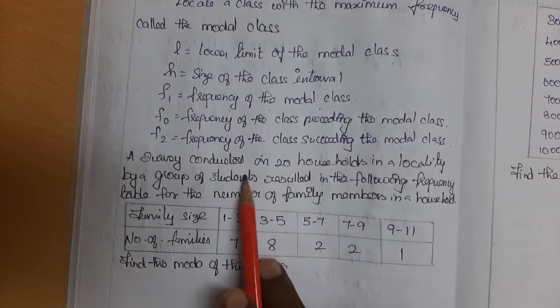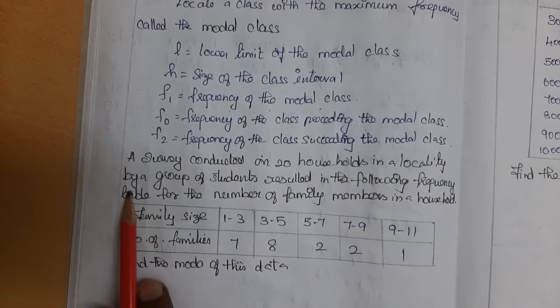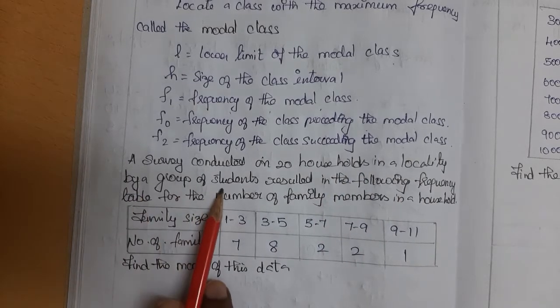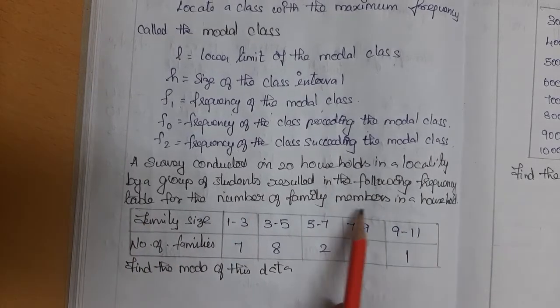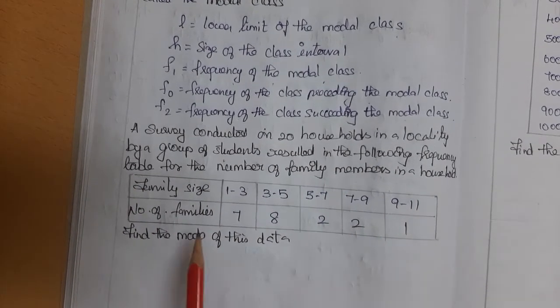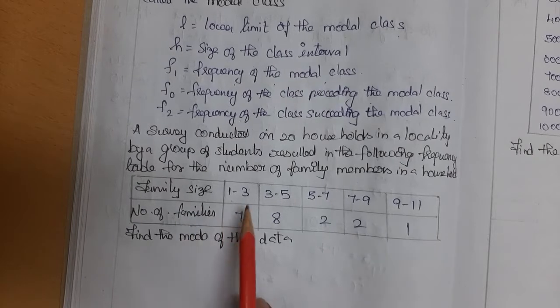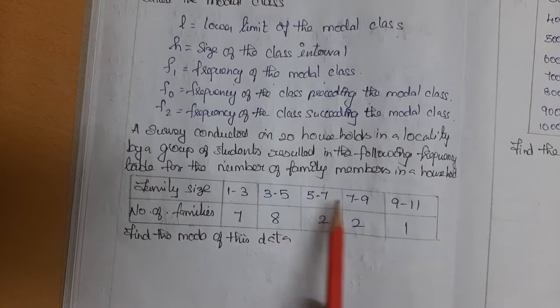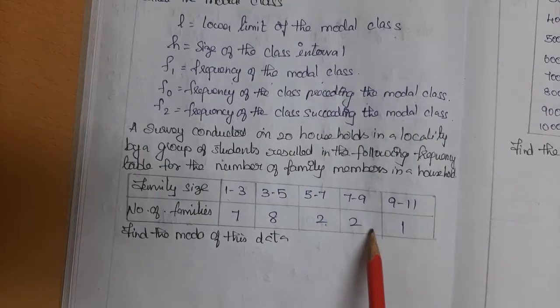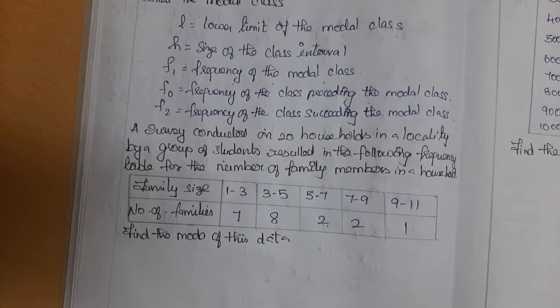A survey is conducted on 20 households in a locality by a group of students, resulting in the following frequency table for the number of family members in a household. So here we have family size and number of families. For family size 1 to 3 there are 7, for 3 to 5 there are 8, for 5 to 7 there are 2, for 7 to 9 there are 2, and for 9 to 11 there is 1.